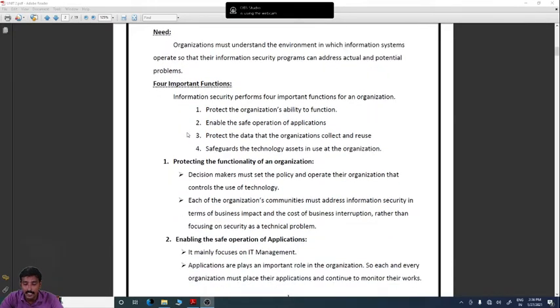The first one is protecting the functionality of the organization. To protect it, first the decision makers set different kinds of policies, the organization must operate based on that policy, and every technology used inside the organization must be controllable. Each organizational community must also address information security in terms of business standards, and define the cost of business interruptions rather than only technical issues. So the main concept here is that the decision makers, that is the high level management, need to define strategies to ensure the security principles for the organization. That is the first one.